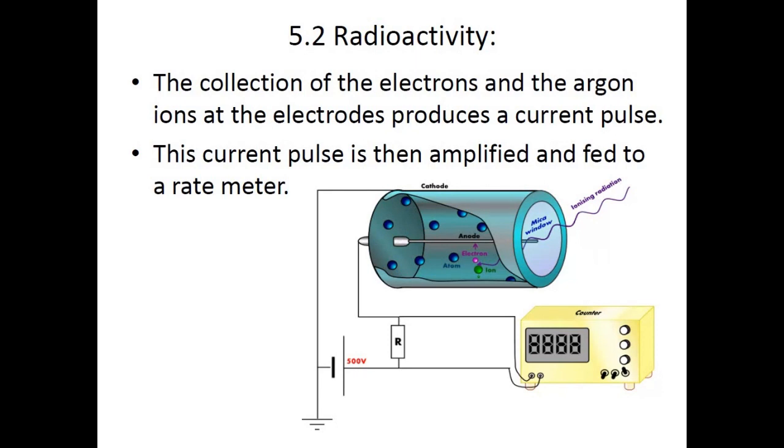formed, which is detected, then amplified and fed to a rate meter or a counter, which simply counts it up, and it tells you how many times the ionization occurred inside the Geiger-Muller tube or the GM tube. So basically this is the structure of a GM tube.